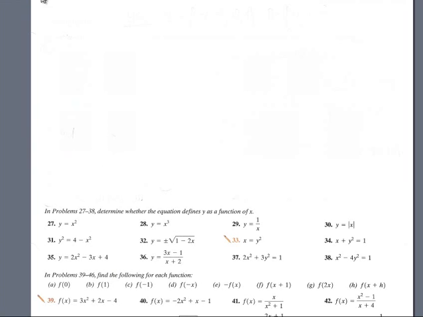Okay, now it's different because it's an equation. And we have two possibilities. The equation is explicit when y is isolated, and implicit when y is not isolated. For example, 27, look at the equation, it's a function. 29, look at the equation, it's a function.